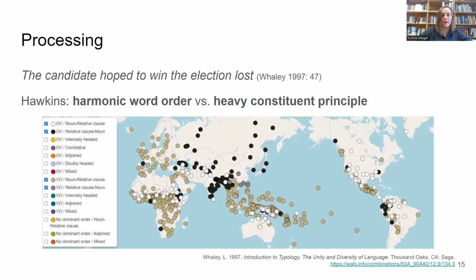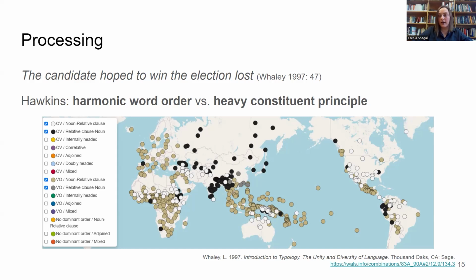An important contribution by Hawkins is that, well, we saw last time in Greenberg's universals that Greenberg was kind of looking for absolute correlations between different word orders. So like if you have the object after the verb, then you will have other dependencies also after their heads. So it should all be quite uniform. But Hawkins actually allowed for competing motivations.